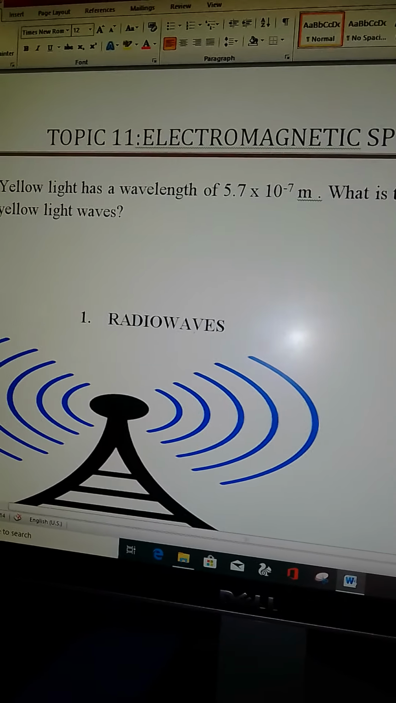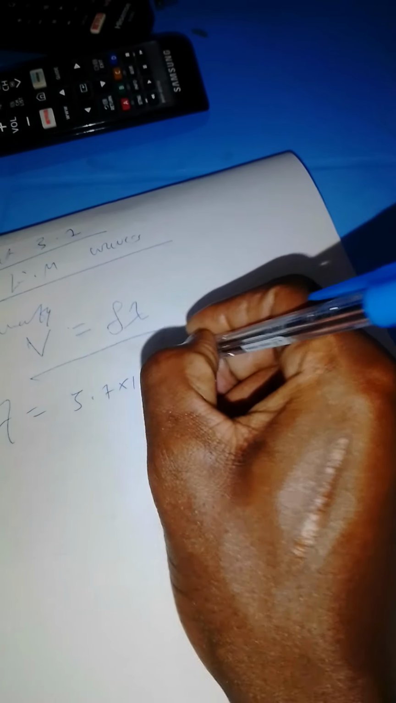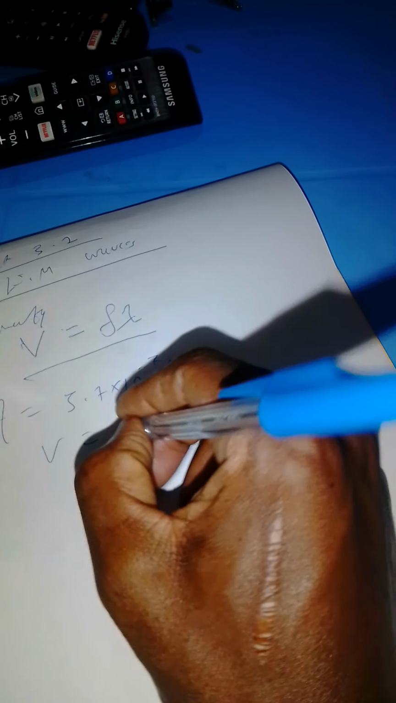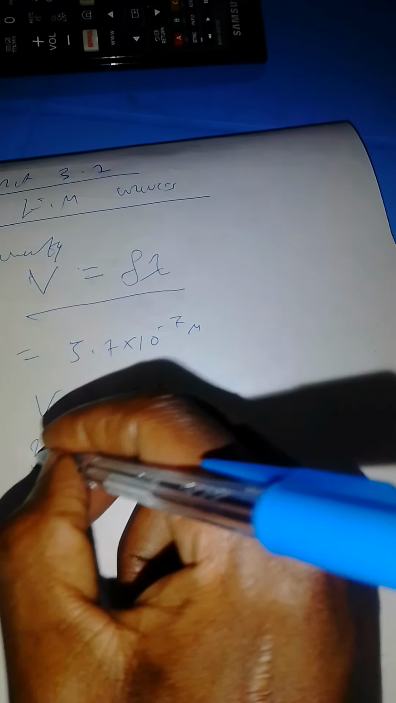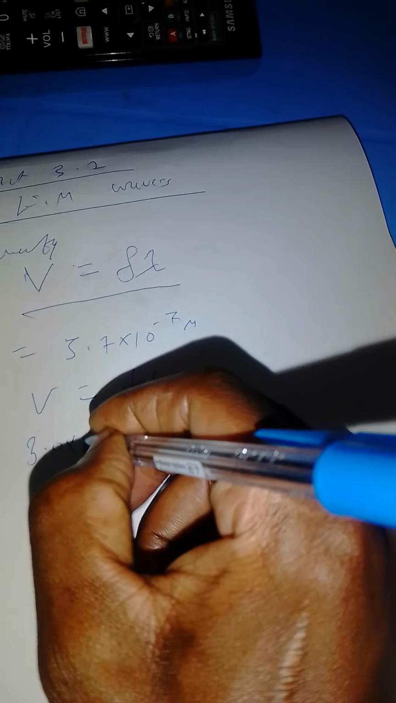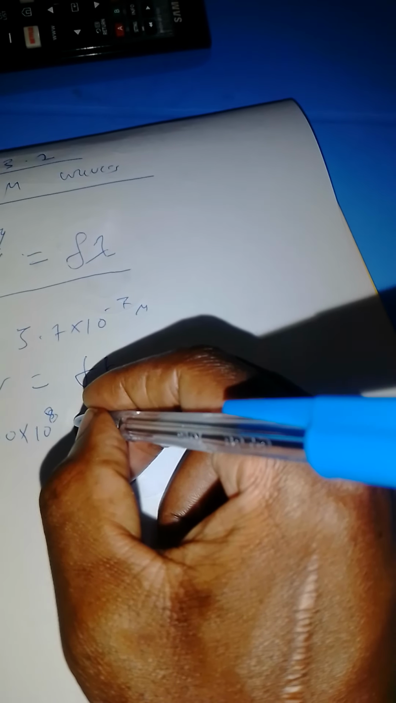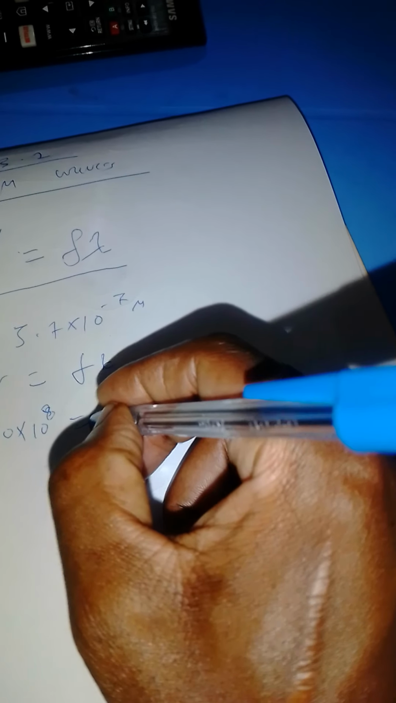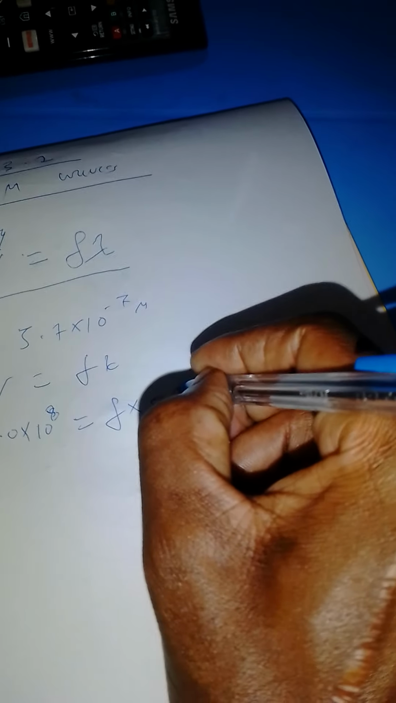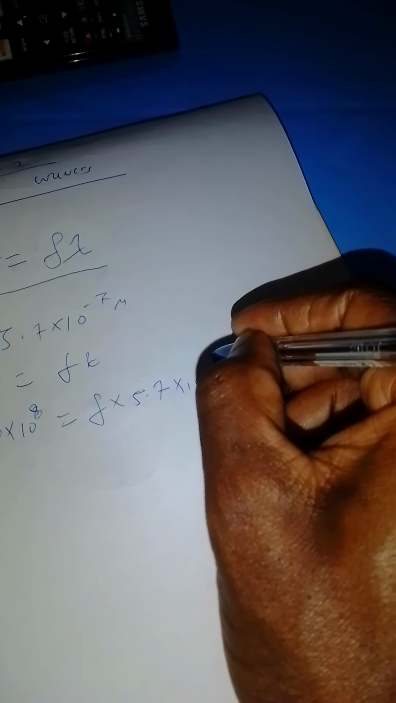Let's try to attempt this question. They've told us that the wavelength λ is equal to 5.7 times 10 raised to negative 7 meters. And since we know that speed is equal to frequency times λ, then speed, which is 300 million, is equal to f times 5.7 times 10 raised to negative 7.